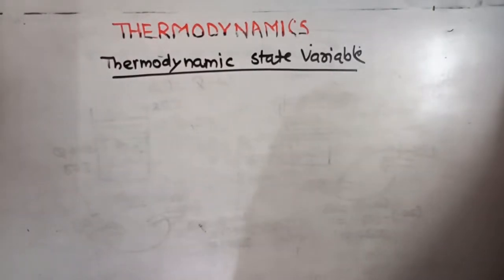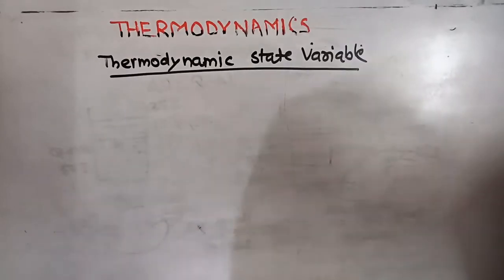We know that in a thermodynamic process, the thermodynamic state of a system is changed. When a thermodynamic process occurs, there is a change in the thermodynamic state of the system. Thermodynamic state of a system is changed means what is changed? To know what is changed, we must know what the thermodynamic state of a system is.